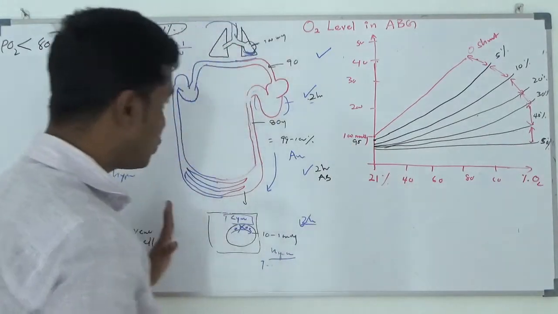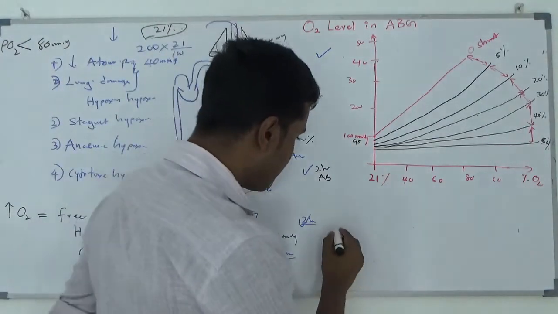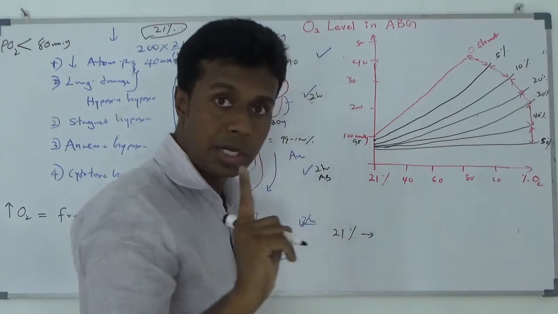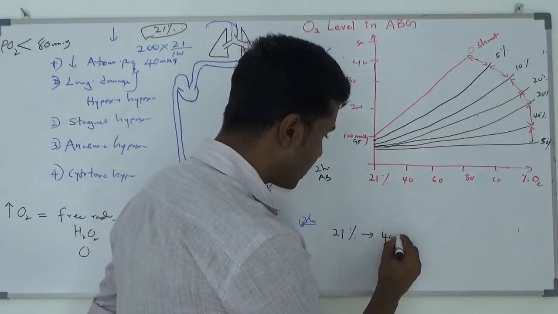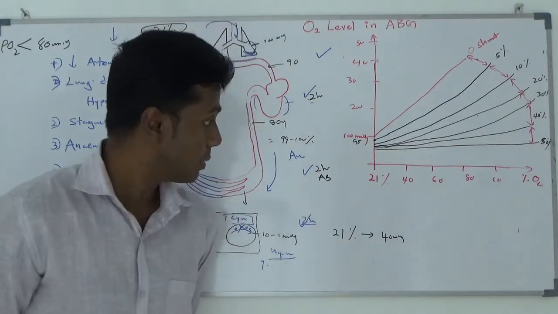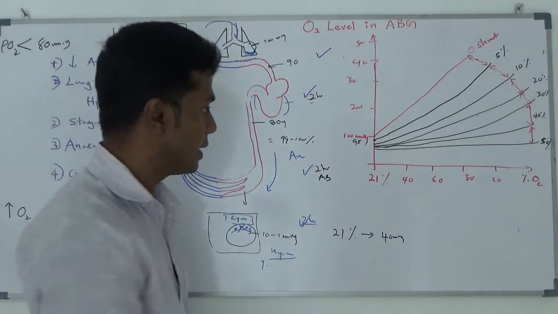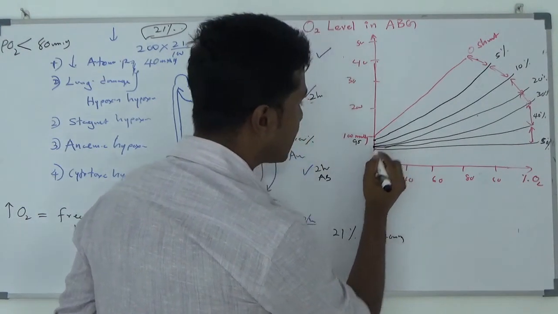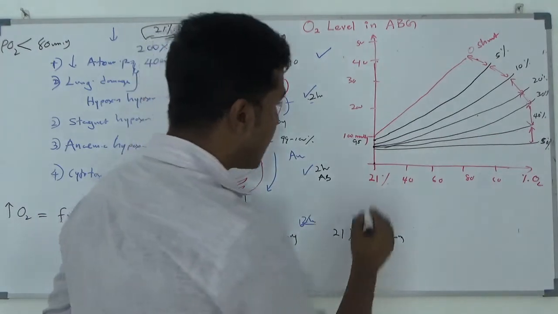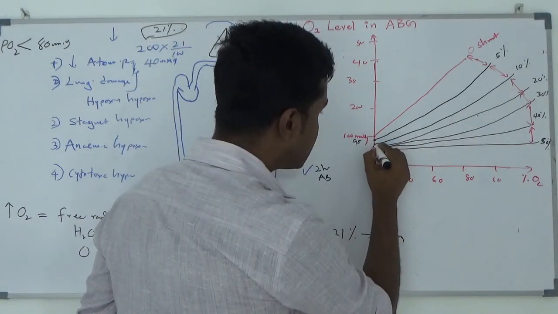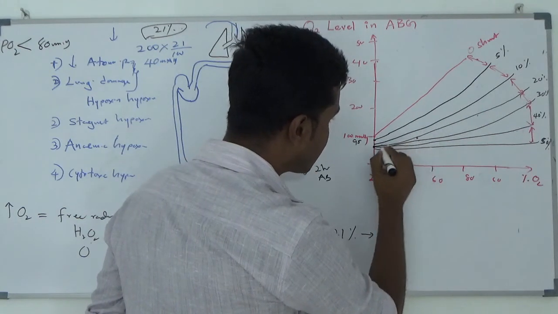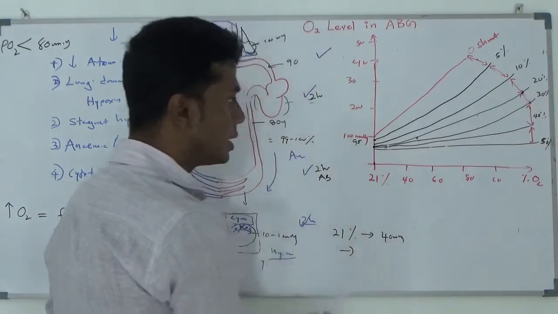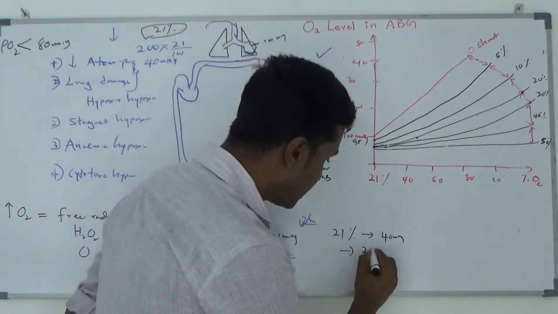Now, what I am going to do in my first patient. The first patient was on 21% oxygen. The partial pressure was 40 millimeter mercury. That means with the 21%, my patient was here. That means the person's shunt is somewhere around these two lines. The shunt fraction should be somewhere around 20 to 30%.